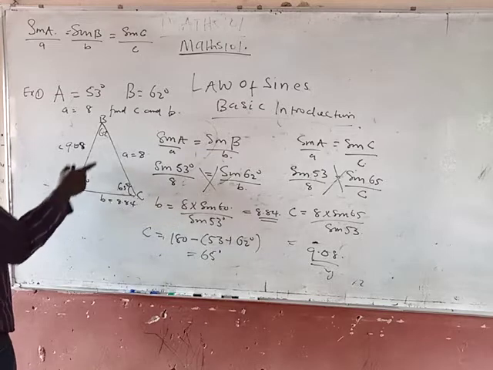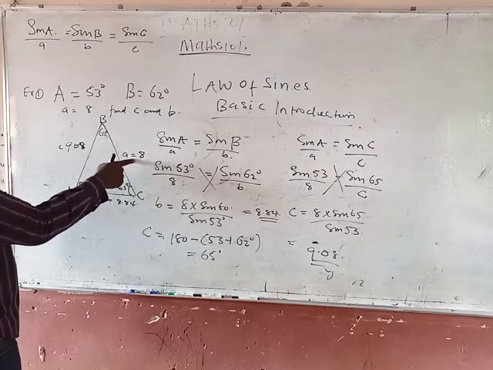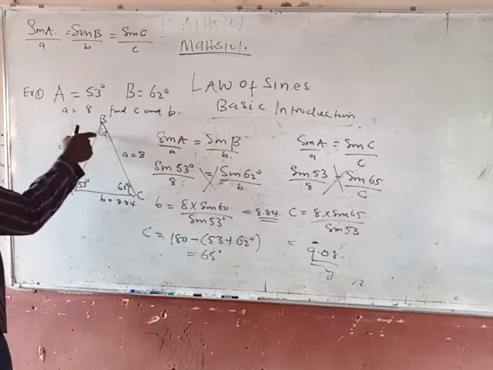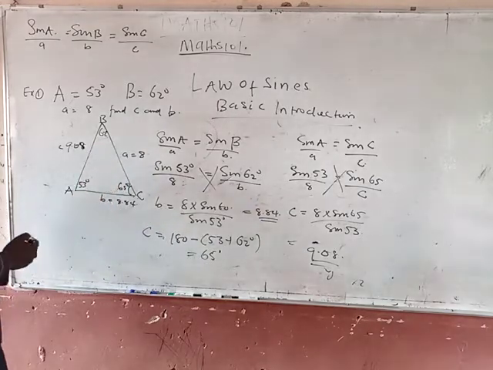The least angle is 53, and 53 has the lowest side, which is 8. 62 is 8.84. Because 62 is more than 53, you can see the side is more than the side of a.